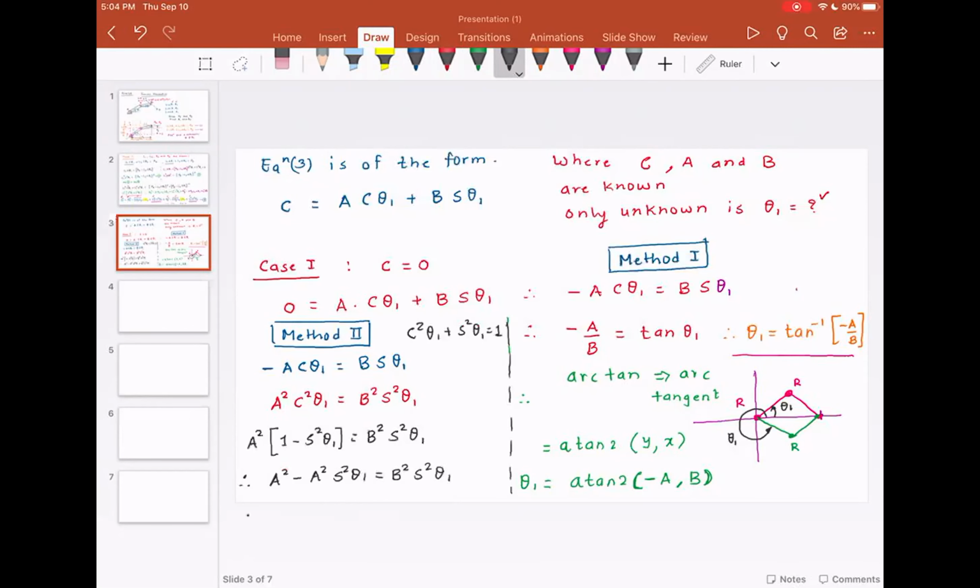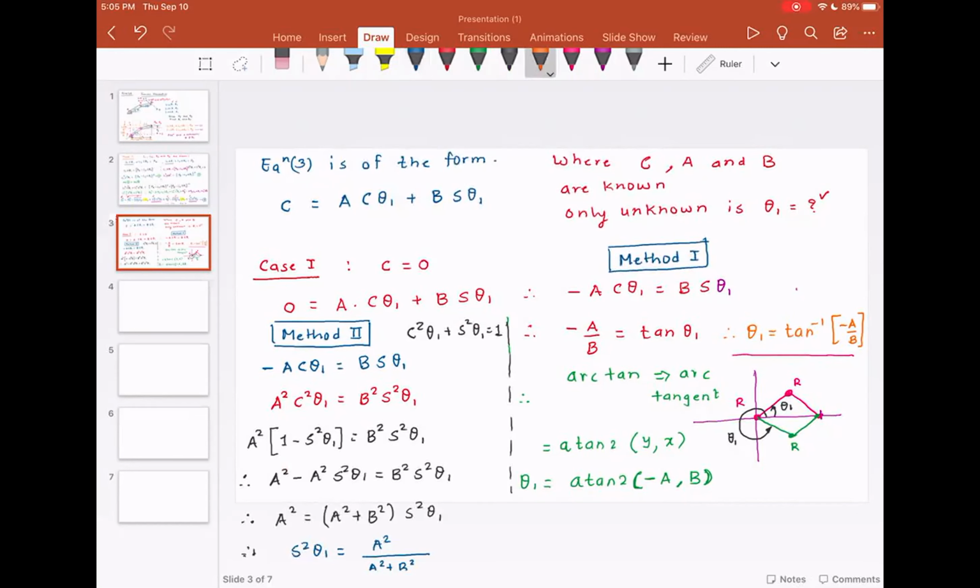And I'm gonna go outside the slide here a minute. So this equation now becomes a square is equal to (a square plus b square) sine square theta 1. In other words, and I want to be very clear, sine square theta 1 is equal to a square divided by a square plus b square.